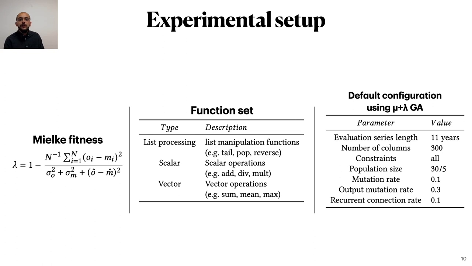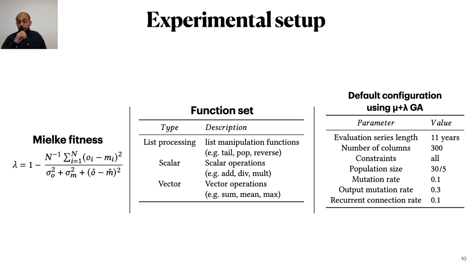Concerning our function set, we have three different categories of functions. First, list processing functions, which are simply list manipulation functions. Examples include reversing a list or picking the first or the last index from a list. Second, we have scalar functions. These are responsible for applying the mathematical operations within the graph, such as addition, division, multiplication, etc. And finally, we have vector operations, and these are responsible for performing statistical operations on either input or computational vectors.